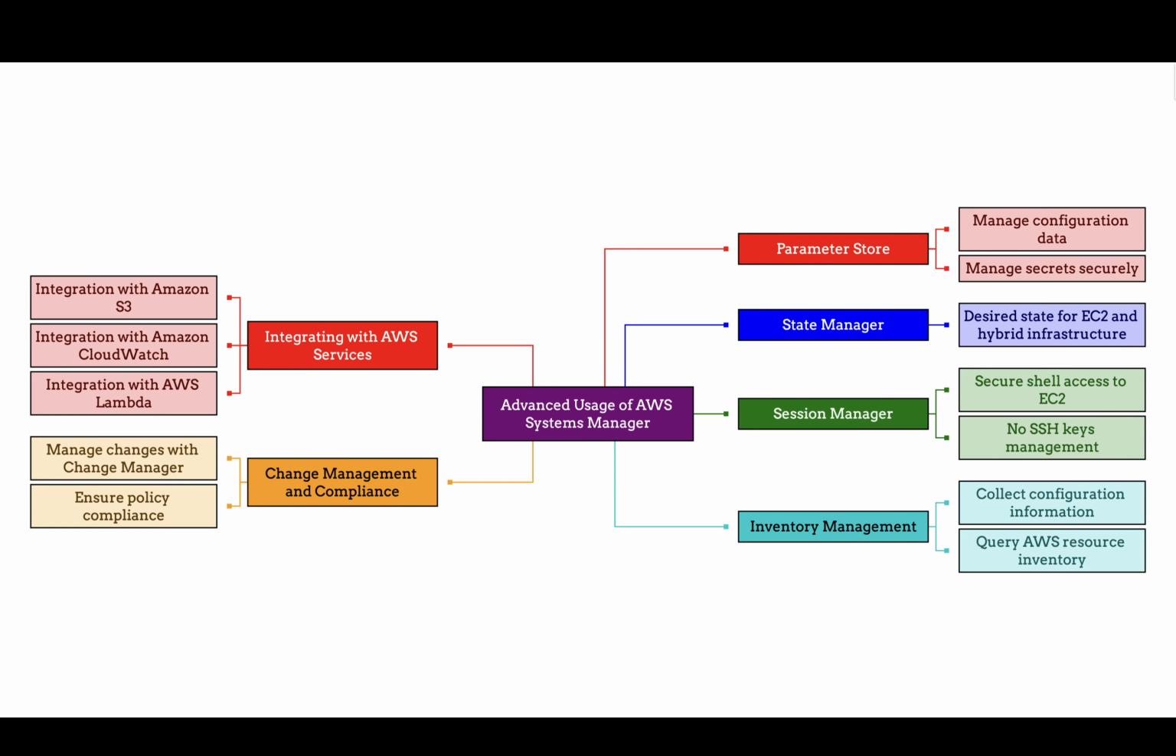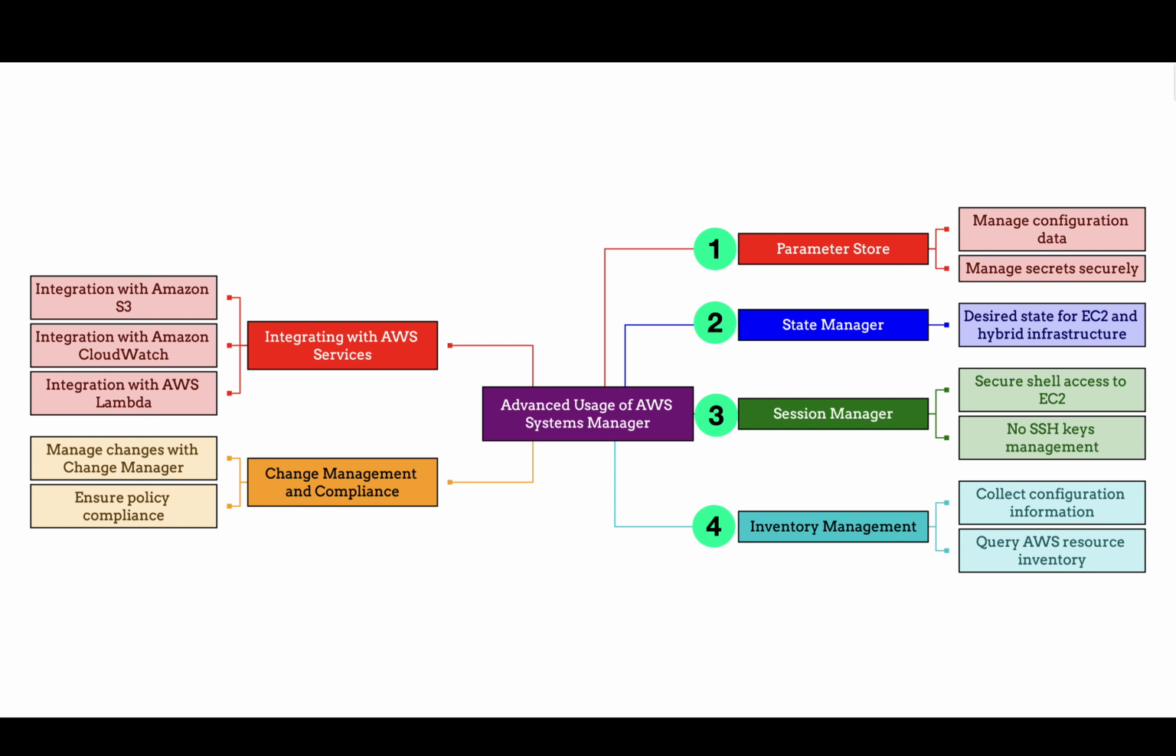Advanced usage of AWS Systems Manager. 1. Parameter Store: use Parameter Store to manage configuration data and secrets securely. 2. State Manager: ensure your EC2 and hybrid infrastructure is in a desired state with State Manager. 3. Session Manager: provide shell access to EC2 instances securely without managing SSH keys, through Session Manager.